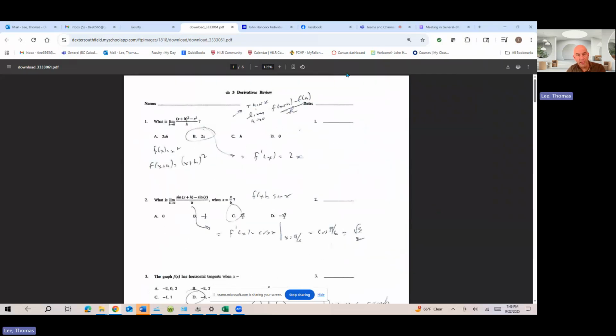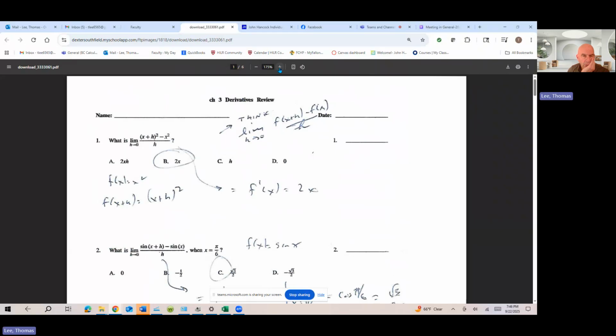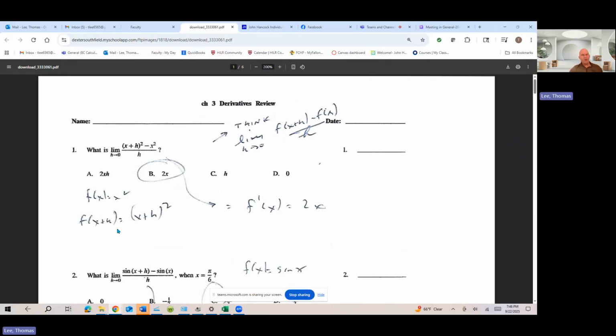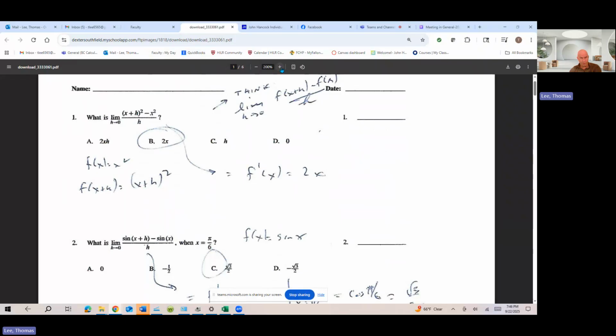So the big review packet, we'll start with that. I want to make this bigger. All right. These first two questions are using the limit definition. So you need to look at this. If this was f of x plus h minus f of x, you can see it's a limit definition for x squared. And the derivative, which this is 2x. So pretty straightforward.